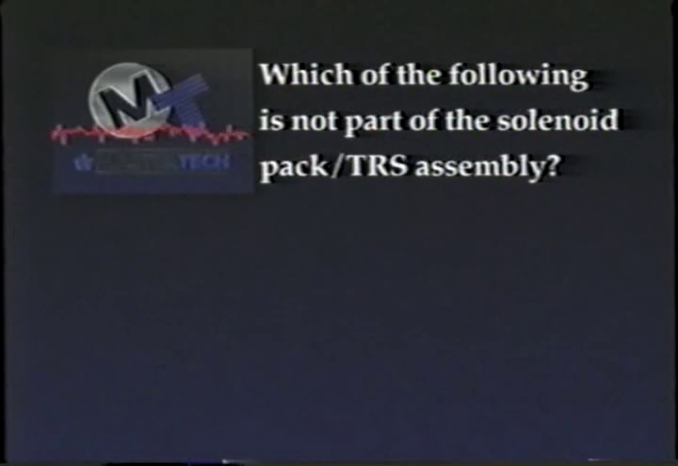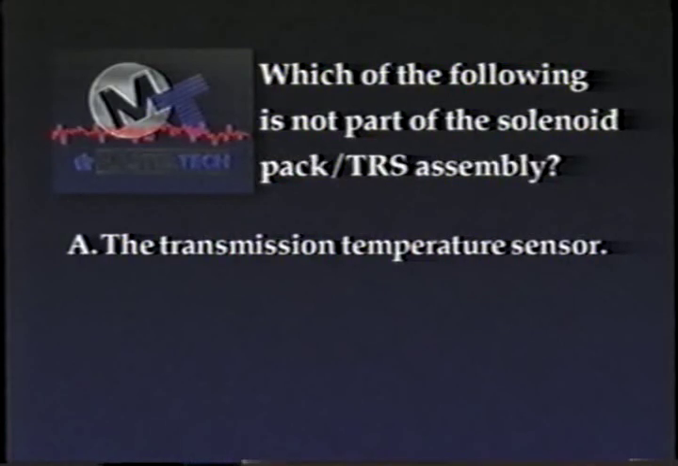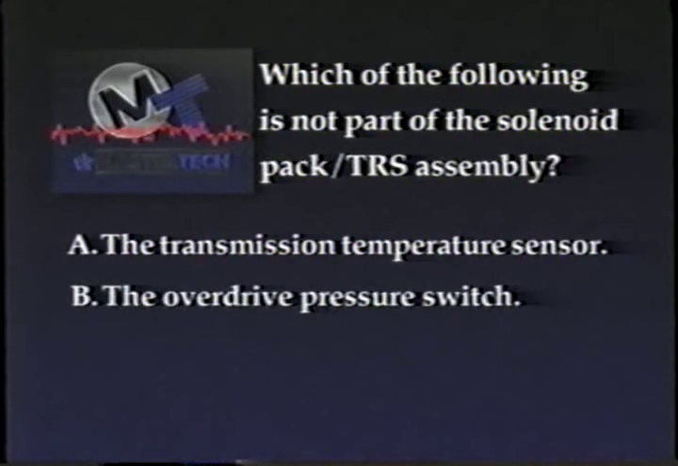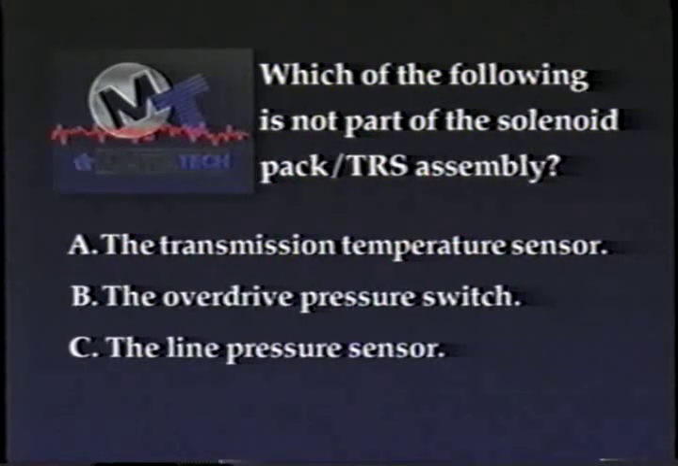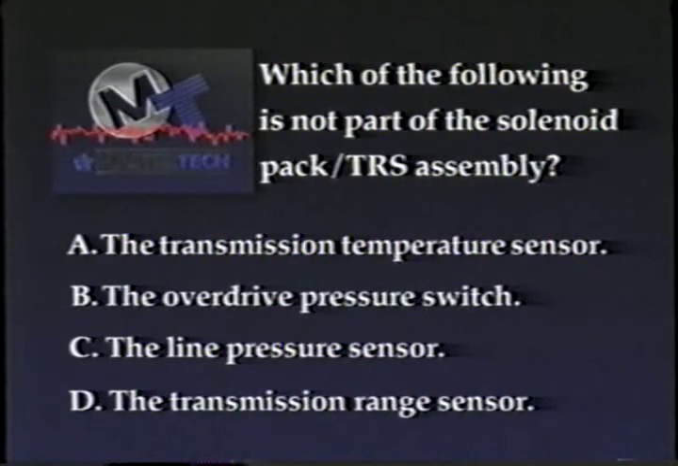Before we cover some items related to diagnosis and service of the 45RFE, try another review question. Which of the following is not part of the solenoid pack TRS assembly? A, the transmission temperature sensor. B, the overdrive pressure switch. C, the line pressure sensor. Or D, the transmission range sensor. Stop the tape to discuss the possible answers.